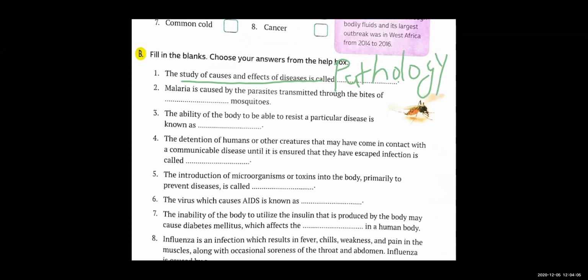Malaria is caused by the parasites transmitted through the bite of dash mosquito. So the name of the mosquito is Anopheles. This also we have done, right? Next, the ability of the body to resist a particular disease, to fight a disease, is called immunity power. These days we are trying to increase our immunity power so that we can fight against diseases and viruses, right? So the third answer is immunity.